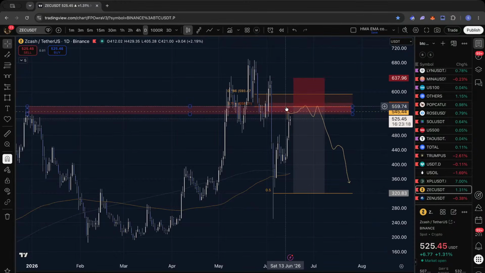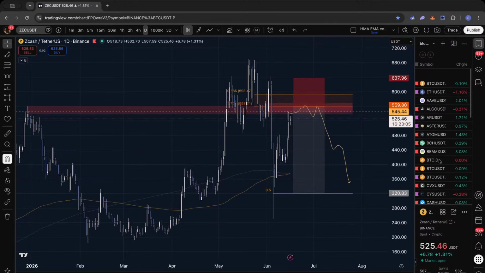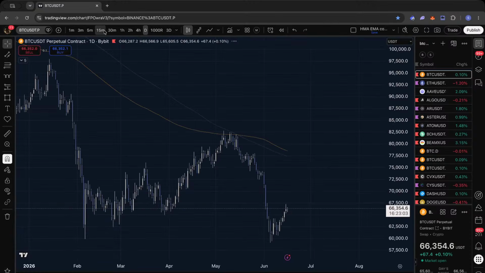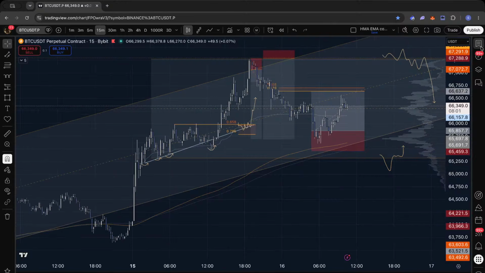ZEC, I'm waiting for a fill here at 559 for a short setup. I don't have it yet filled. Maybe I'll get front run, but it is what it is. Now, I don't know. Let's see what Bitcoin does on 15 minutes. Yeah, it's just ranging, and I think it's going to push another time, another try to the upside.